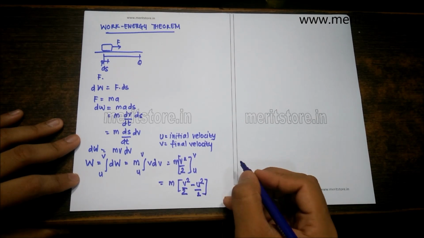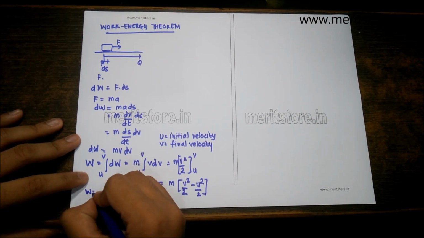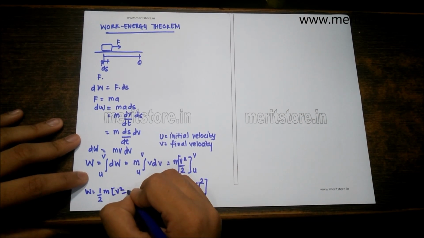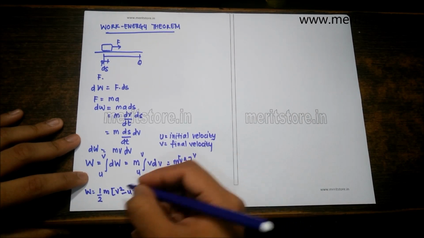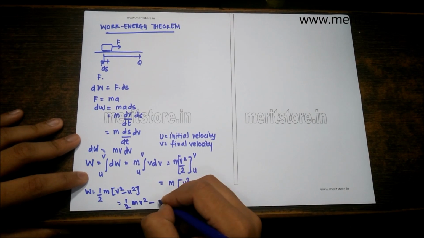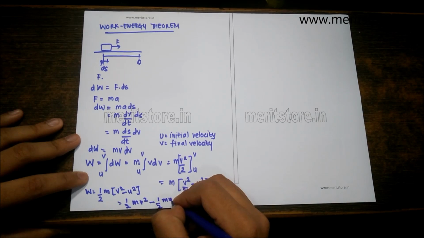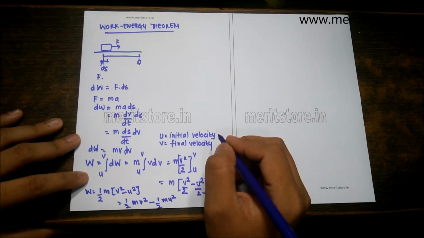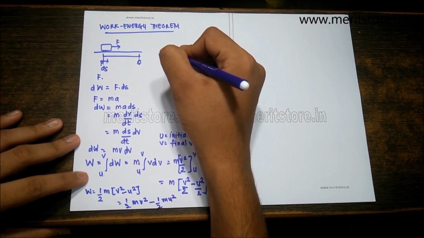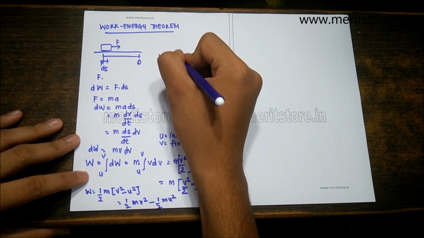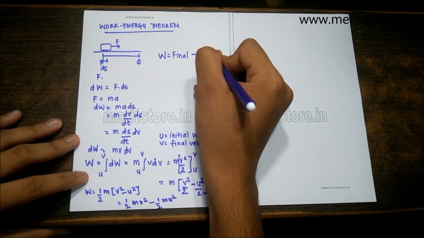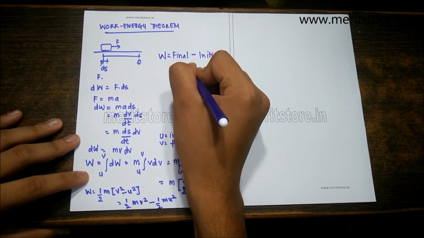This means that I get the equation for W is equal to half m times v square minus u square, half m v square minus half m u square. This is my final kinetic energy, while this is my initial kinetic energy. So my work energy theorem says that the work done is basically my final kinetic energy minus my initial kinetic energy. So it's basically the change in the kinetic energy.